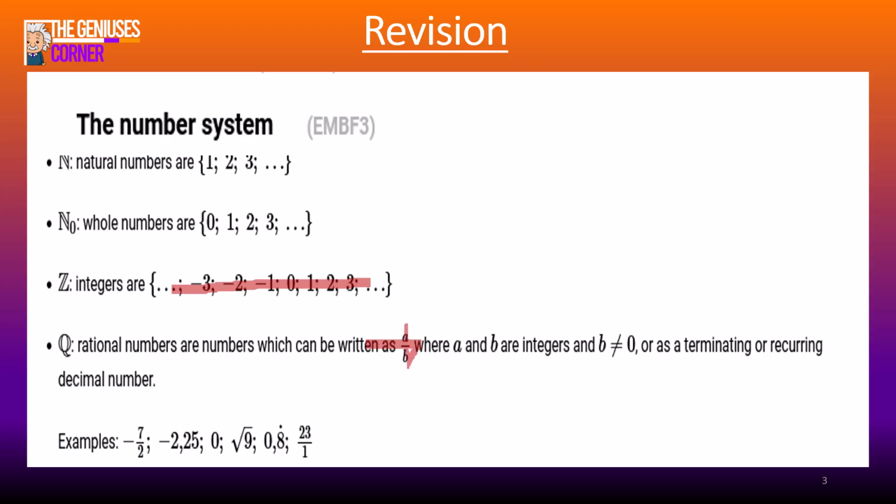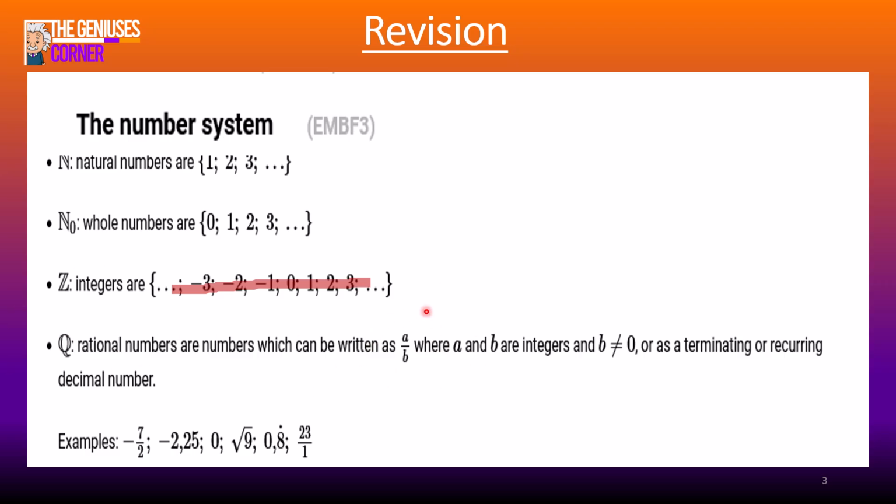And then rational numbers are numbers which can be written as a over b. And what do we mean they can be written as a over b? We mean that a and b are integers and b is not 0. The reason why it's Q is because Q stands for quotient. So it's quotient numbers, so they can be written as a quotient.